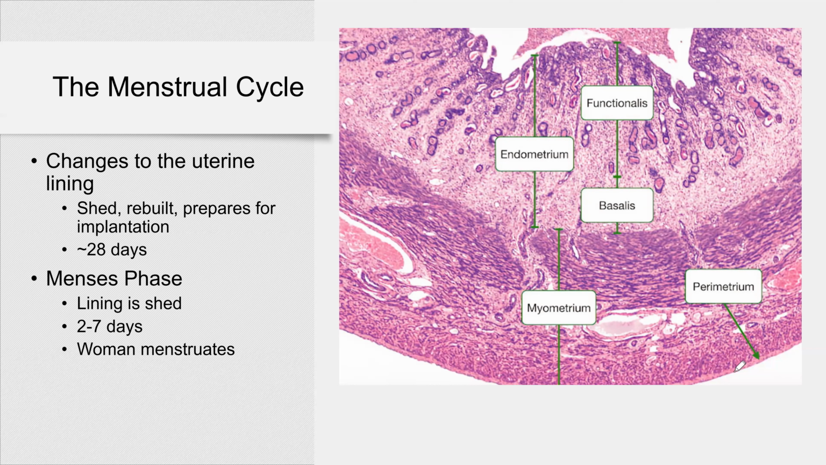You can see perimetrium here, myometrium, muscle of the uterus, and endometrium that is made of stratum basalis and functionalis.